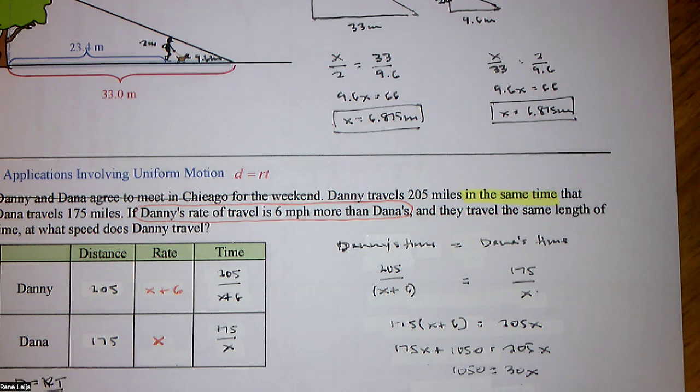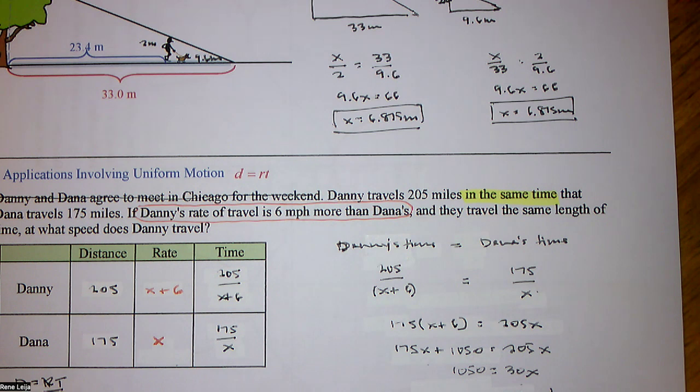Now, what did we just find? Who is x? Well, that's Dana's rate. So Dana traveled at 35 miles per hour. Okay, now it feels like, man, that was a lot of work. I'm glad we're finally done.